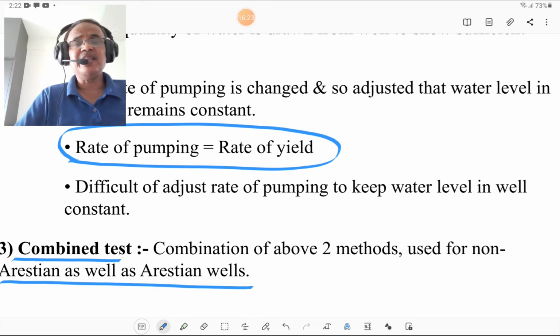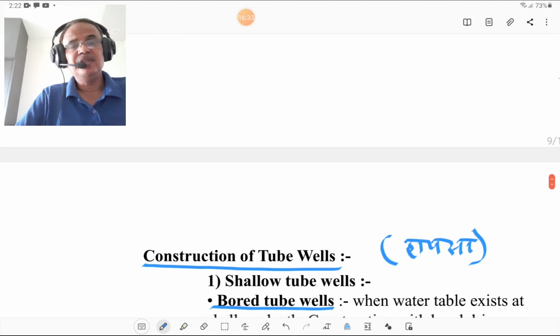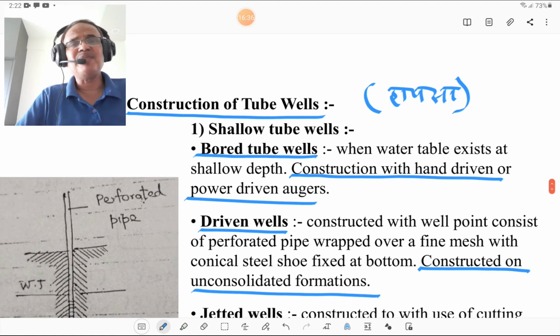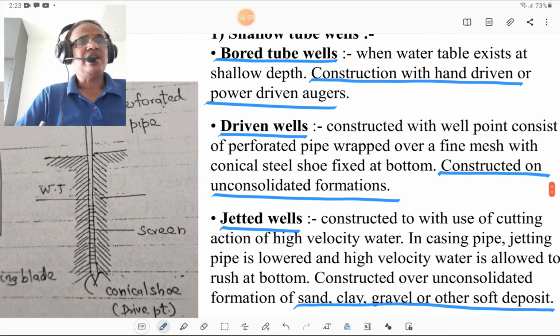And the third test to determine the yield of a well is the combined test. It is a combination of the above two methods and used for non-Artesian as well as Artesian wells, that is the combined test. Then construction of tube wells. Tube well is nothing but what is called hapsa in Marathi, or a bore. Shallow tube wells. First is the bored tube wells. When the water table exists at a shallow depth, with hand driven or power driven augers, we can construct the bored tube wells. Then second is the driven wells, constructed with a well point consisting of a perforated point wrapped over a fine mesh with a conical steel shoe at the bottom and constructed on unconsolidated formation.